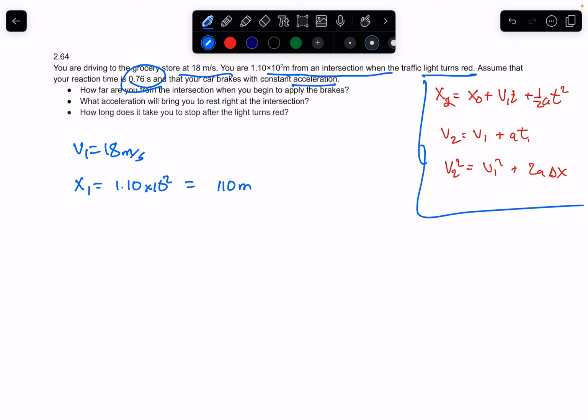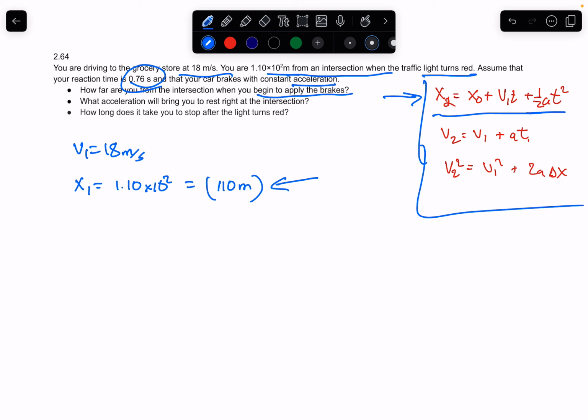So first of all, what you need to do is figure out how far you are when you begin to apply the brakes. Now you are 110 meters from it, but when you finally just touch the brakes, you are going to be less than 110 meters. So you're going to use equation 1. You're solving for x2. And you know what the initial velocity is, and it's not accelerating. You are just moving at a constant speed. So you use equation 1 where a equals 0, right? And so you're going to solve for x2.